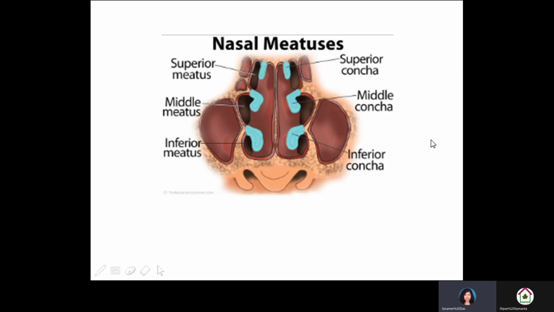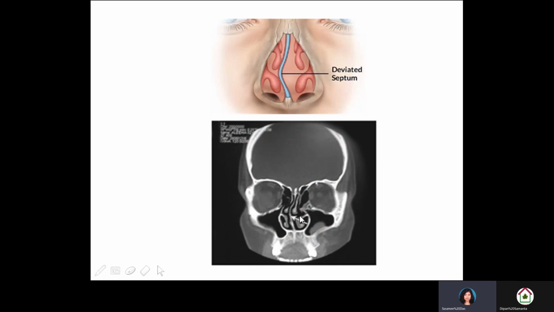So there are 3 pairs of concha or 3 pairs of meatuses. Okay, so these are basically the drainage of different sinuses, the draining outlets of different sinuses. So this is superior meatus or superior concha, middle meatus or middle concha, and inferior meatus or inferior concha. This is obviously deviated, but in the normal picture it would be straight. So we can still identify the different conchas. This is the inferior, this is the middle, and this is the superior.